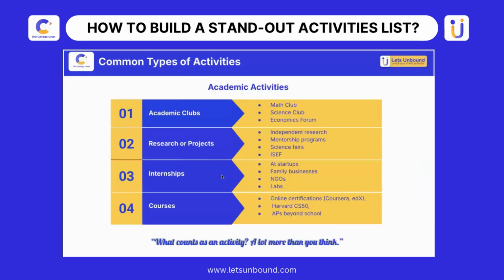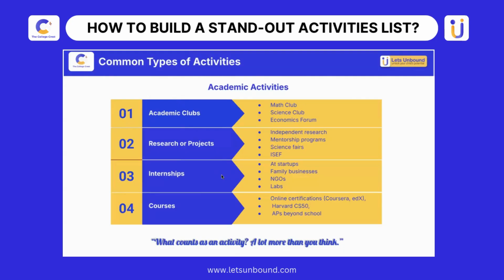You can now see on my screen, you could be looking at academic clubs. This is one of the most obvious. So let's say clubs like a maths club, a science club, or an economics forum. These are classic academic activities. But what matters is what you did in them. Did you participate regularly? Did you help organize an event? Did you tutor peers? Did you lead the team? Were you the person who actually initiated the club? So it's not the name of the club, but the action and impact that you have had personally on it.